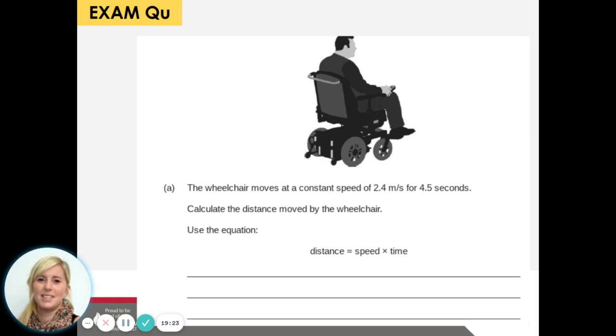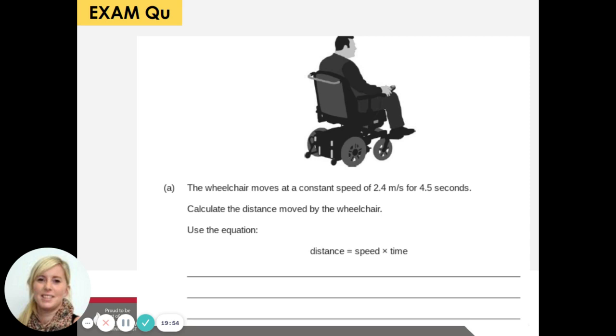Let's look at this question then. The wheelchair moves at a constant speed of 2.4 meters per second for a time of 4.5 seconds. And if you want to apply a bit of exam technique, you could be circling the information. So I might circle 4.5 seconds and then right next to it write that's the time. And then obviously the speed of 2.4 meters per second, I could circle that. And I know that's my 2 bits of information. The fact that it's a wheelchair moving, to be honest, is irrelevant. It's the numbers that are important.